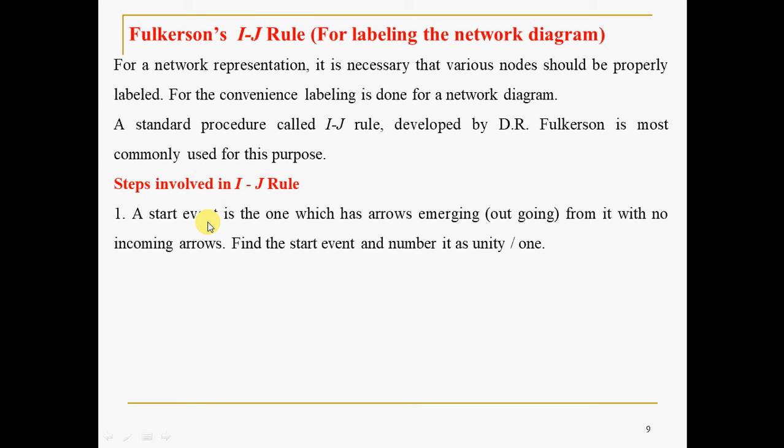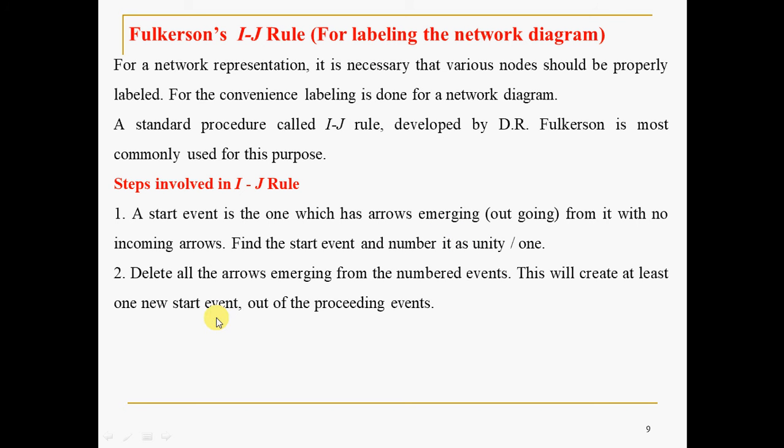A start event is the one which has arrows emerging, that is outgoing from it, with no incoming arrows. Find the start event or node and number it as 1. So you have to start with node numbering 1. You have to put a circle. You have to start that as unity or 1, from where you have to start other activities. That's the meaning of this.